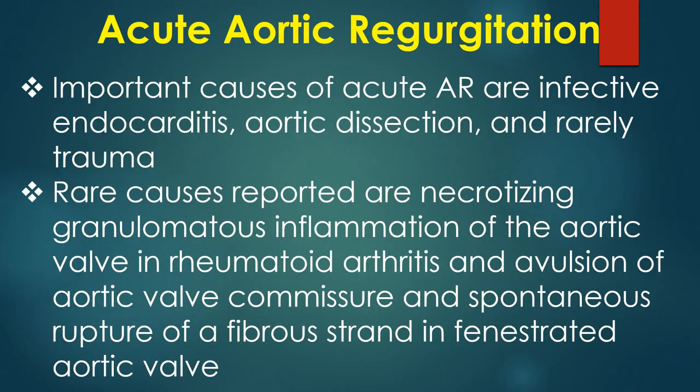Important causes of acute AR are infective endocarditis, aortic dissection, and rarely trauma. Rare causes reported are necrotizing granulomatous inflammation of the aortic valve in rheumatoid arthritis, avulsion of the aortic valve commissure, and spontaneous rupture of a fibrous strand in a fenestrated aortic valve.